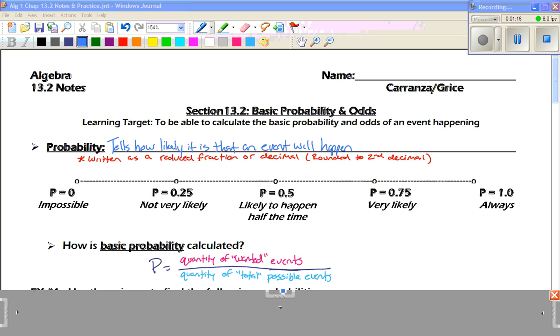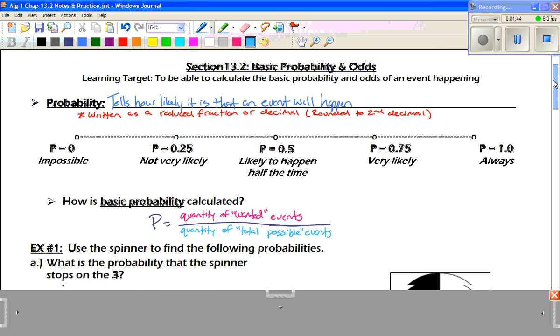And basic probability is calculated as P equals the quantity of wanted events over the quantity of total possible events. Okay? Oop, I put that in the wrong spot. So the quantity of wanted events over the quantity of total possible events.